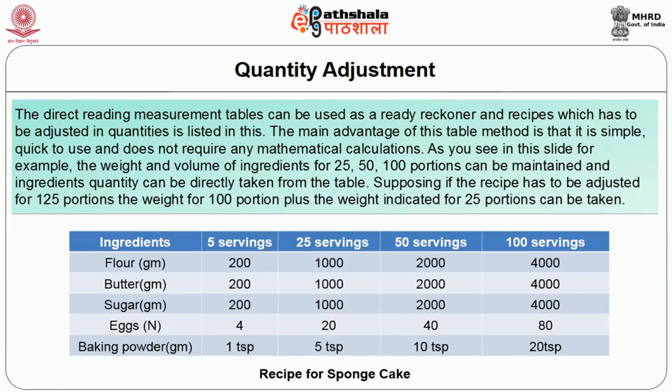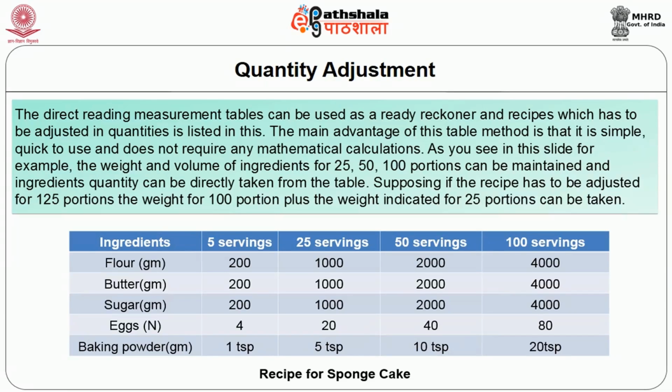Direct table reading method. The direct reading measurement tables can be used as a ready reckoner, and recipes which have to be adjusted in quantities are listed in this. The main advantage of this table method is that it is simple, quick to use, and does not require any mathematical calculations. As you see in this slide, for example, the weight and volume of ingredients for 25, 50, 100 portions can be maintained, and ingredient quantity can be directly taken from the table.